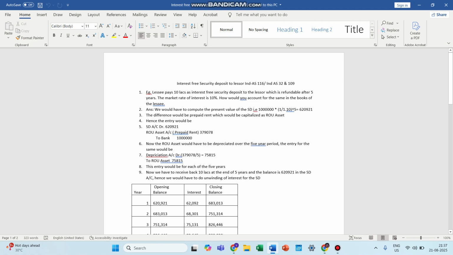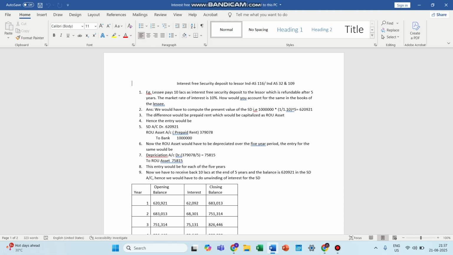Now the ROU asset would have to be depreciated over the 5-year period. The entry for the same would be depreciation account debit 379078 divided by 5, 75815 is the figure, to ROU asset 75815. This would be passed for each of the financial years for a 5-year period. Now this is the second entry which has been passed.